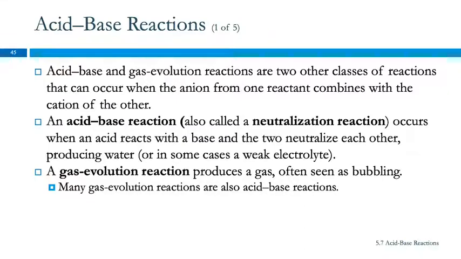So now we're going to talk about a couple of other types of reactions. That was precipitation reactions. And we're also going to talk about acid-base and gas evolution reactions. And these can also be predicted by just swapping ion partners. So an acid-base reaction is a reaction between an acid and a base, right? Kind of in the name there. Also called a neutralization reaction because the acid and the base neutralize each other. And the products are generally water and a soluble ionic compound.